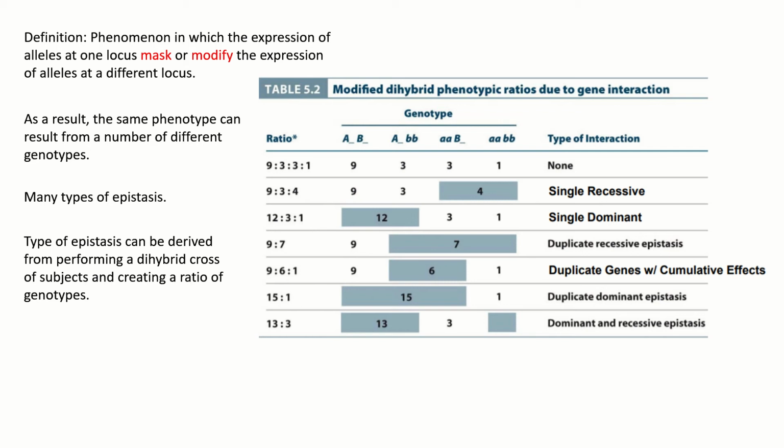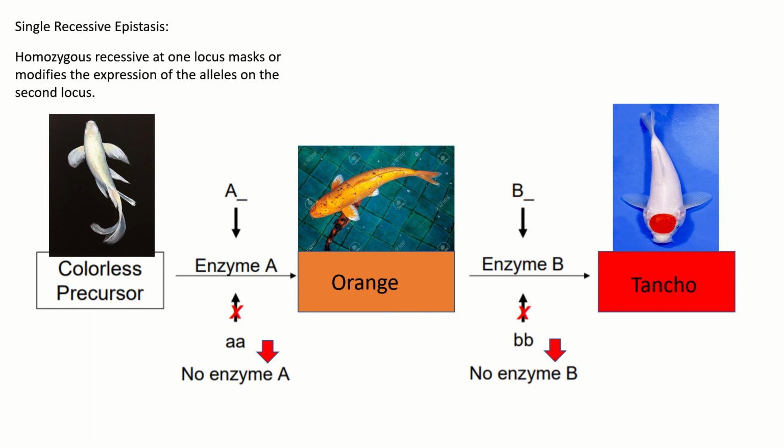There are many types of epistasis, and you can derive that by performing dihybrid crosses and creating ratios of genotypes. The type of epistasis we're going to be looking at today is the single recessive epistasis. And essentially what this means is that if you are homozygous recessive at one loci, this will mask the expression of alleles on subsequent loci. And we're going to be looking at color in koi fish as a fictitious pathway to demonstrate this.